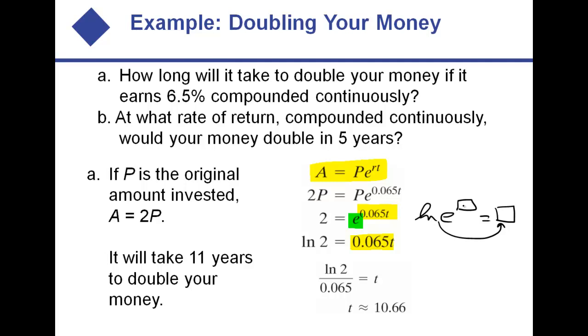Whatever this number is up here, you have to raise e to it to get e raised to that number. So that's why you just get 0.065t. They undo each other. They're inverses. So now to solve for t, the last thing you have to do is just divide by 0.065, and you get roughly 10.66 years. So it'll take almost 11 years. It'll take 10 and 2/3 years for your money to double.